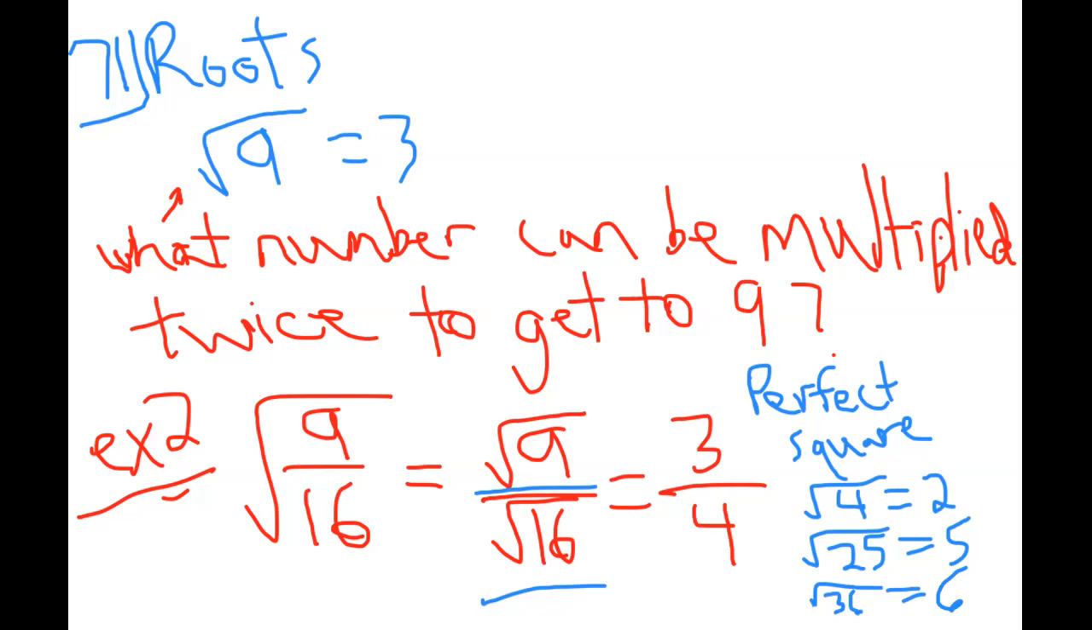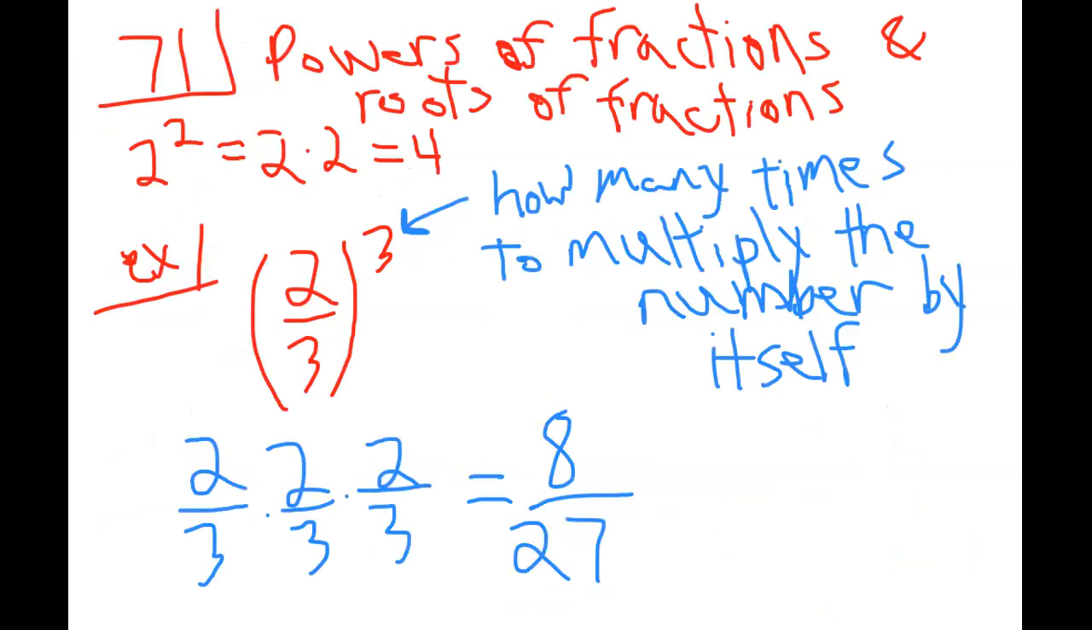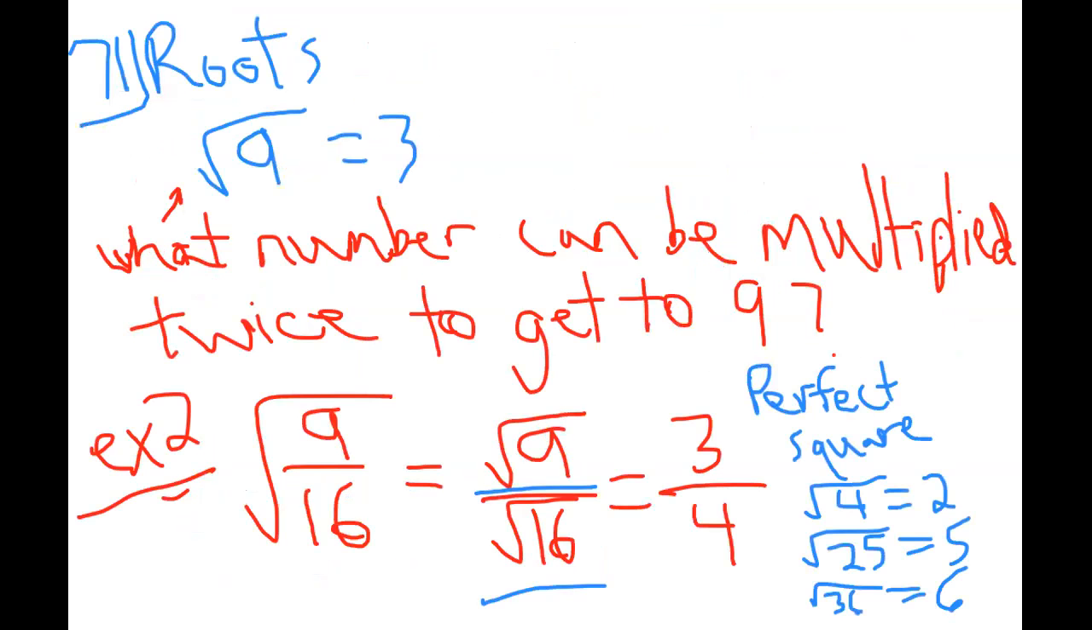So if you guys want to review, right? We have powers of fractions and roots of fractions. If we look at this power here, this exponent piece right here where it has the power, that's how many times you need to multiply the number by itself, so 2/3. And then over here, our roots, this little bracket just simply means what number can you find that can be multiplied twice to get to the number inside, right? So 9. All right, so if you want to pause this video, and then we'll go on to lesson 72.